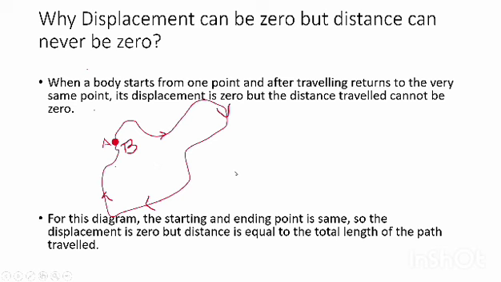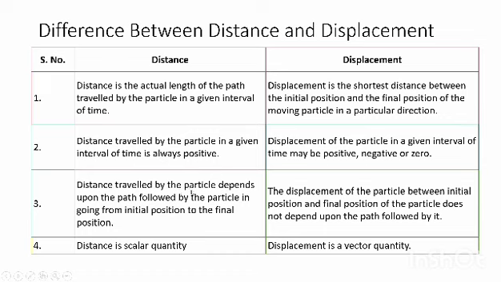Distance traveled by the particle depends upon the path followed by the particle in going from the initial position to the final position. Obviously, because distance means, let's take the very same example: I started traveling from Kolkata, I went till London, I came back to Delhi. So my distance traveled would be from Kolkata to London plus from London to Delhi. That would be my total distance traveled. Whereas what would be my displacement? My displacement is going to be from Kolkata to Delhi, because that is the only thing I care for.